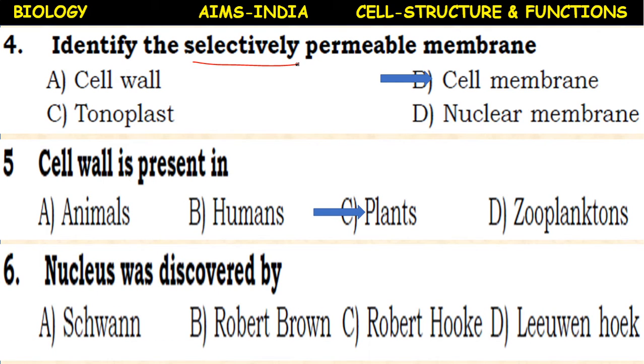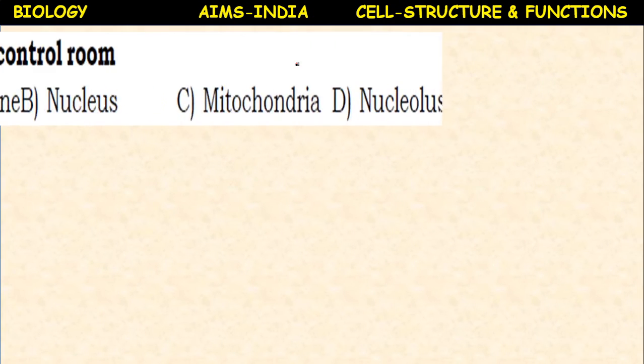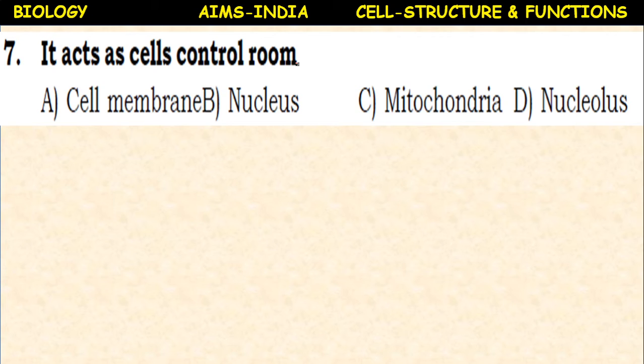Next, nucleus was discovered by Robert Brown. Robert Hooke discovered the cell. Leeuwenhoek discovered the bacteria. Schwann studied the animal cells. It acts as cell's control room.